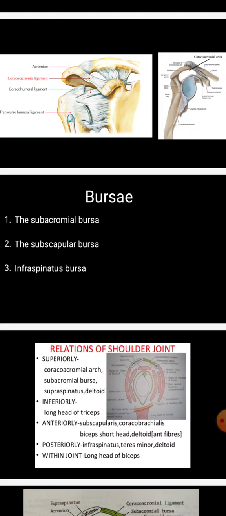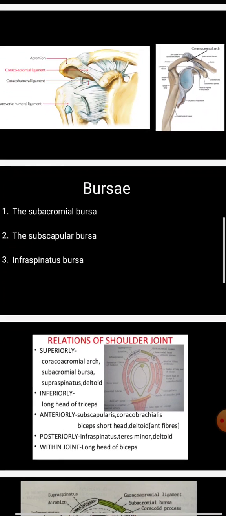Now what do you mean by a bursa? A bursa is a fluid filled extension of the synovial cavity, and it is a bag-like structure. It is present between the bones to prevent the friction between the bones here. That is the main function of the bursa, and it produces a cushioning effect and prevents friction between the two bones. Okay, so the main bursas of the shoulder joint include the subacromial bursa, subscapular bursa, and the infraspinatus bursa here. Okay, so these are the important bursas which are related to the shoulder joint.